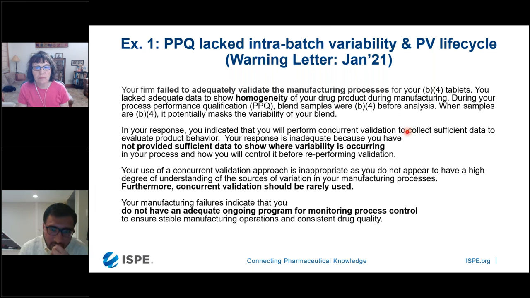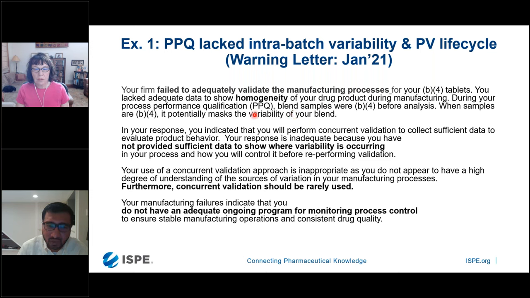So this first example is from a warning letter in January this year. And the theme is that the PPQ lacked intra-batch variability and the whole PV life cycle was missing. Basically the firm failed to adequately validate the manufacturing process. These were tablets in this case. The issue was about homogeneity during the blend analysis. And they said that during your PPQ, you handled the blend samples in a way that potentially masked the variability of the blend. So some of these key words keep popping up all the time.